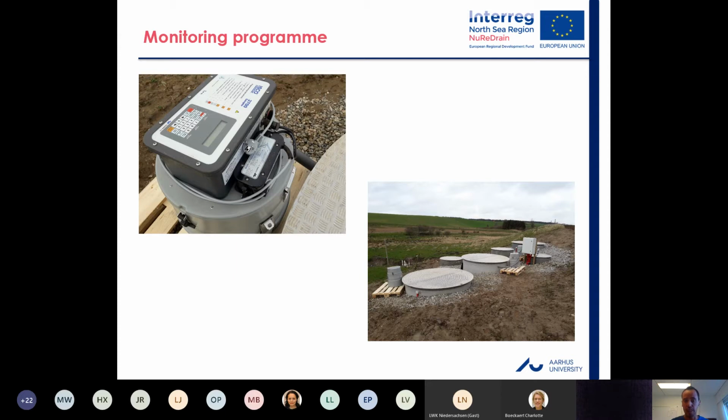In total, we used 3 ISCO samplers. One was located at the inflow, one was located between the sediment filter and the reactive filter, and one was located at the outflow.